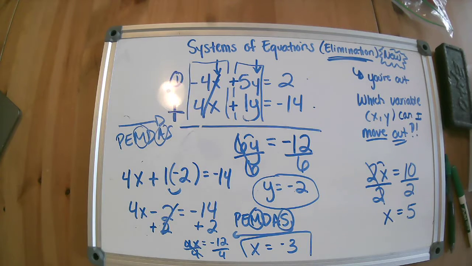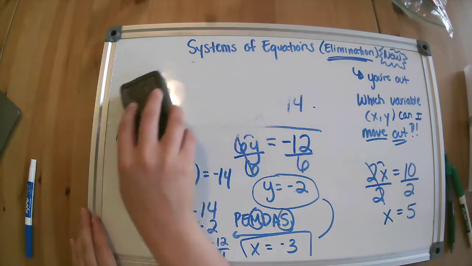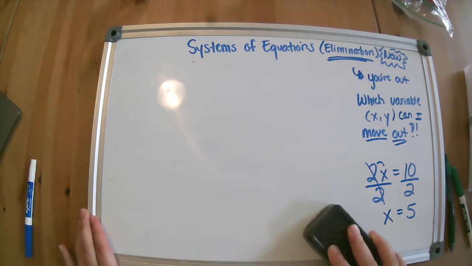And now I'm done because I've gotten my 2 answers. I have y is equal to negative 2, and x is equal to negative 3. Once you get those 2 final answers, then you can feel confident that you're finished with that problem. All right, let's try another one just to make sure that we get enough examples in so we are clear on how to do these problems.